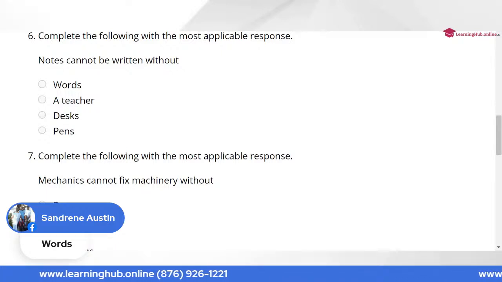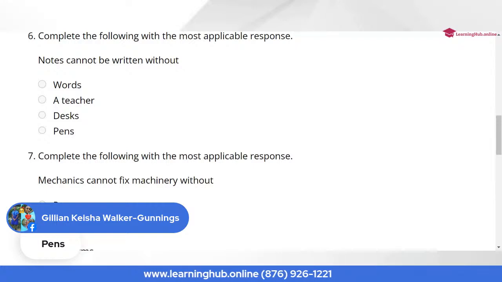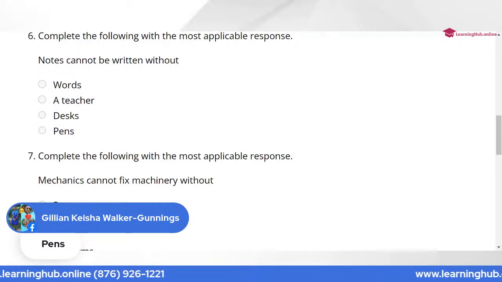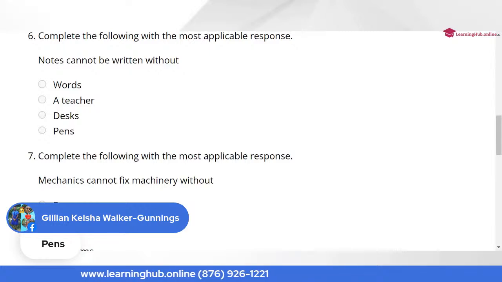All right, so Jillian is saying pens. But Jillian, think about this. If I'm writing some notes on my computer, do I really need a pen? Or if I'm writing some notes on my phone, do I really need a pen? Or if I'm writing some notes on the chalkboard or on the whiteboard, do I need a pen? All right.